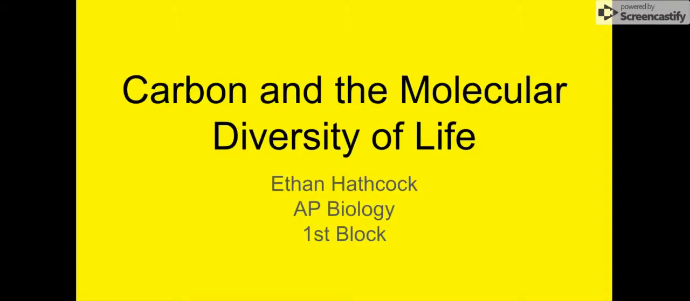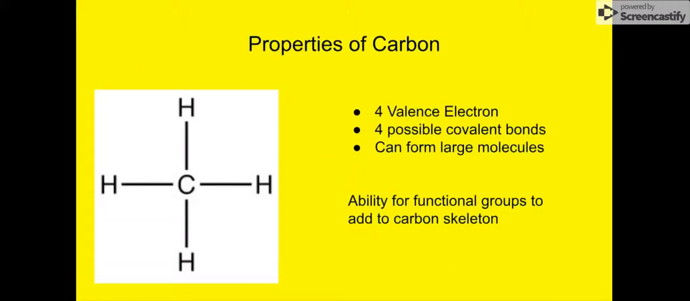This is a review of Chapter 3 in the textbook for the AP exam. It's all about carbon and the molecular diversity of life. All organic compounds contain carbon. Very important. Carbon is best at forming molecules that are large, complex, and diverse because it has 4 valence electrons. It can form up to 4 covalent bonds, and these bonds can be single, double, or triple covalent bonds. It can form large molecules, and these molecules can be all different sizes and shapes.